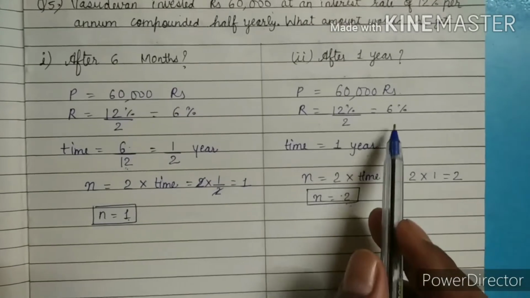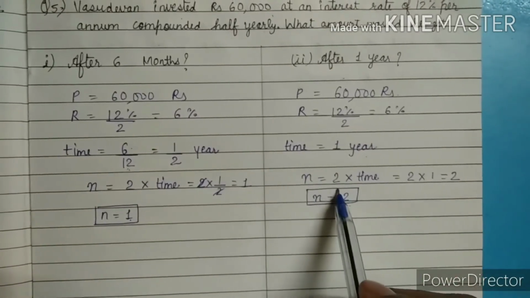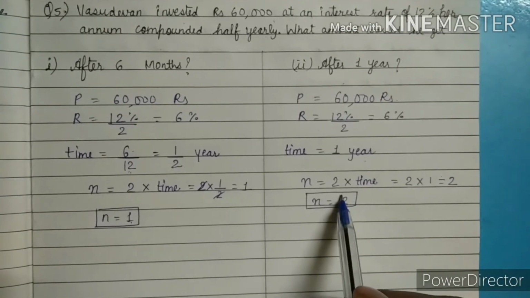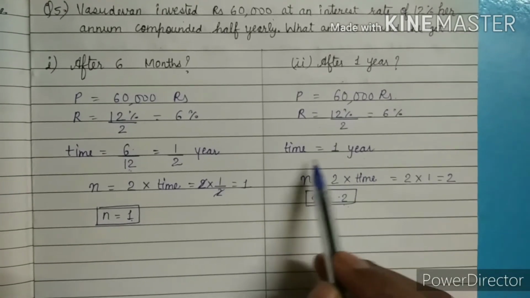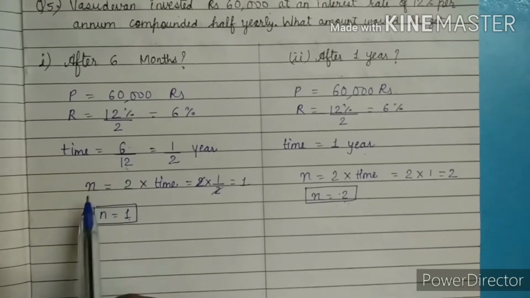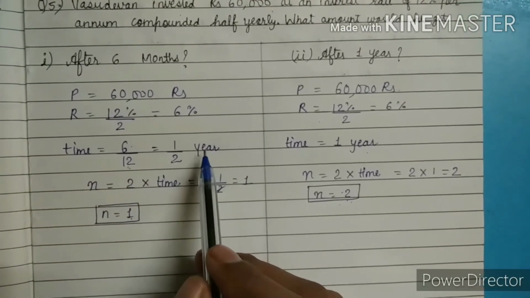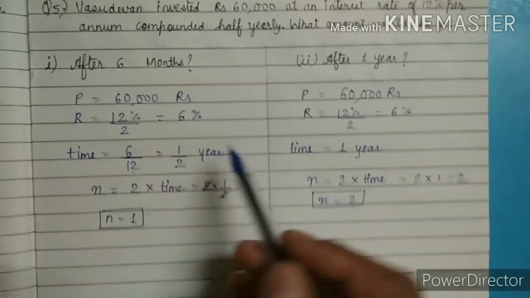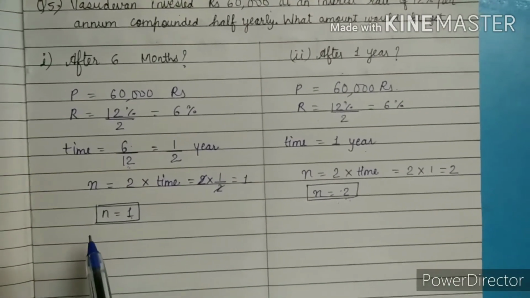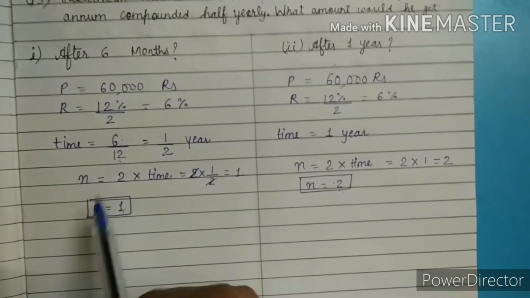Rate of interest is compounded half yearly. That's why in the time we have to multiply by 2, after converting time into year. Here it is already given in years, but in this case we have time in months. That's why firstly we have to convert it into years. After that we will multiply it by 2 because it is compounded half yearly.